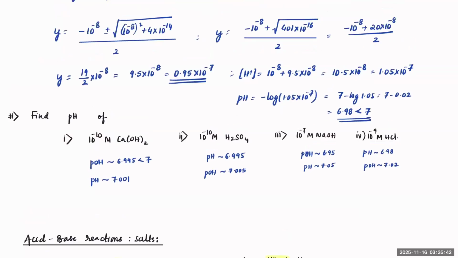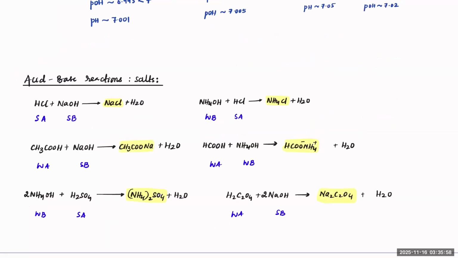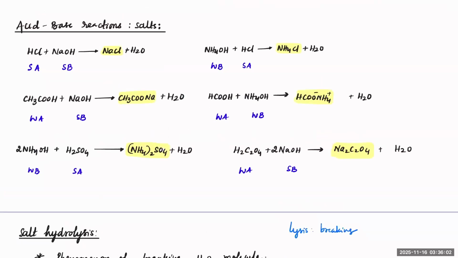Right, everybody? So for very dilute solutions, if the accurate value is asked, you have to solve the quadratic equation. If the range is asked in the question, you can simply find out the closest value and attempt that. Right. Now, everyone, look into this case.